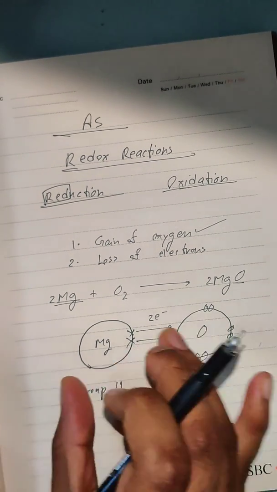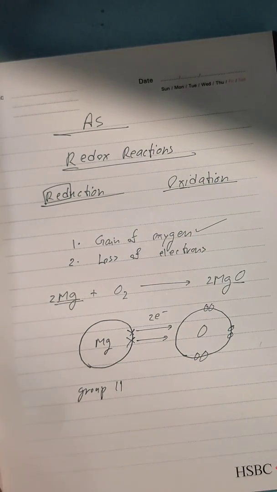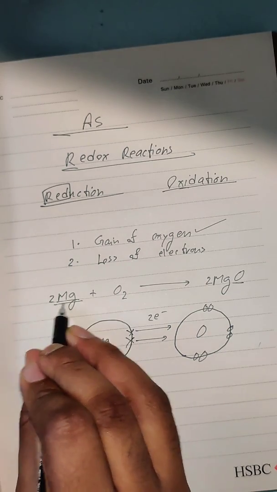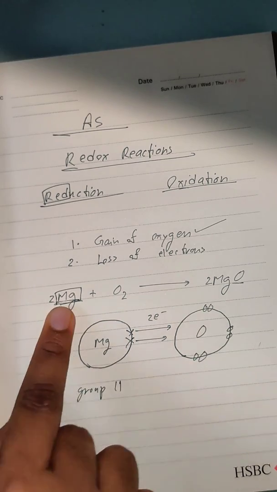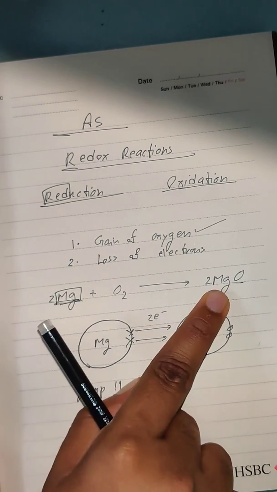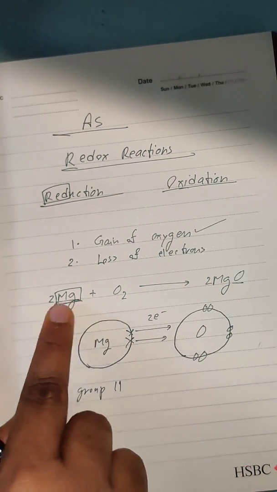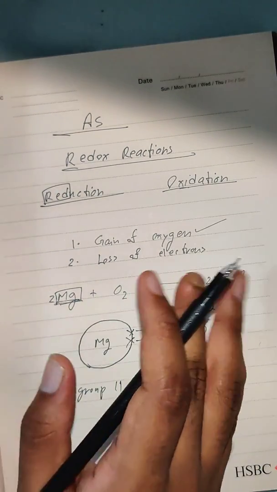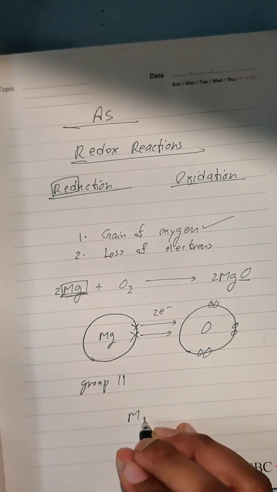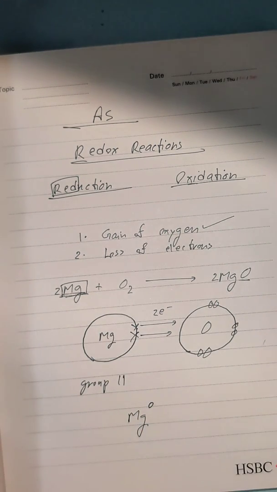Now, what is happening here? One thing that we need to remember is that whenever we have just an element, this is just magnesium, it's an element. This is a compound because it's a combination of 2 elements. This is also an element. Whenever something is in its elemental form, in its natural form, it always has a charge of 0, right?